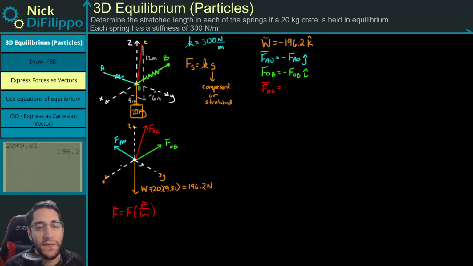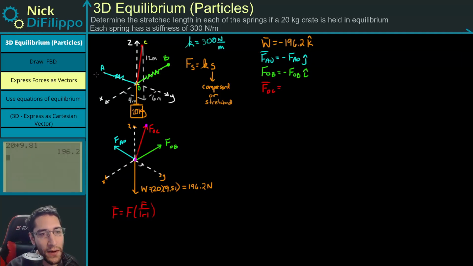And how do we find the position vector? We need to look at both points of this vector right here. So we know it starts at point O and it points to point C. So if we subtract point O from point C, because we always subtract the tail from the head, we're going to figure out the direction that this vector is pointing in.